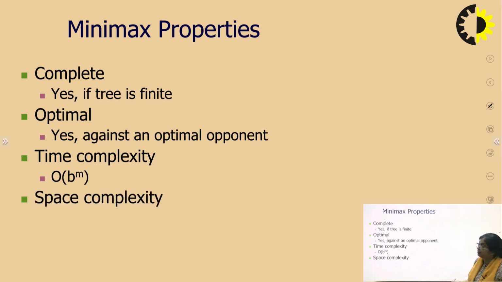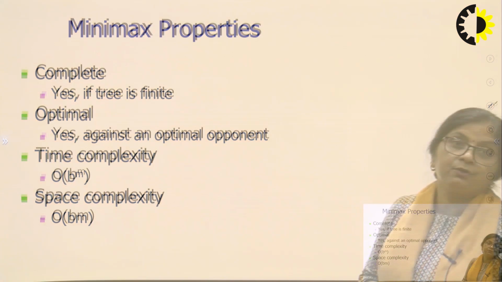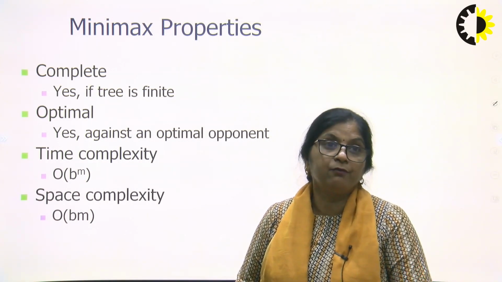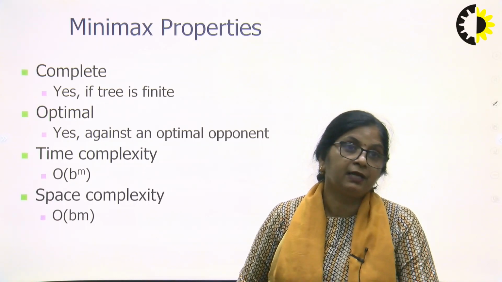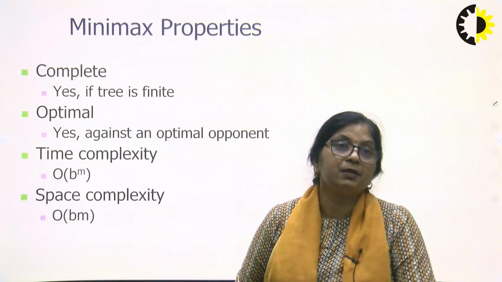Space complexity will be linear. Why will it be linear? Because it is using depth first search, and in depth first search we have to just store the branch which we are currently exploring. So its space complexity will be order of bm. That is, linear space is required when we are running the Minimax algorithm.